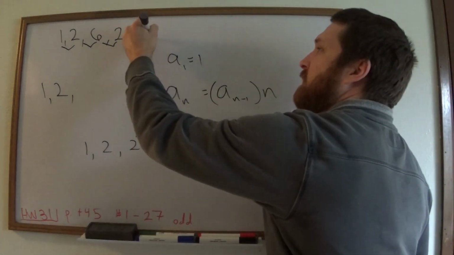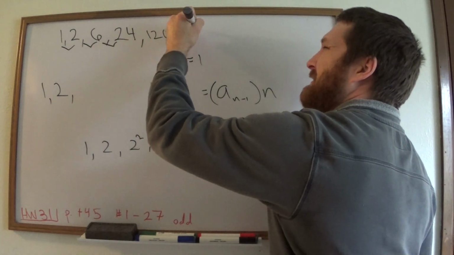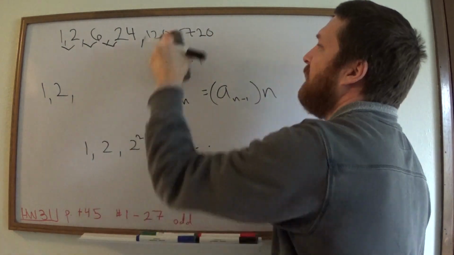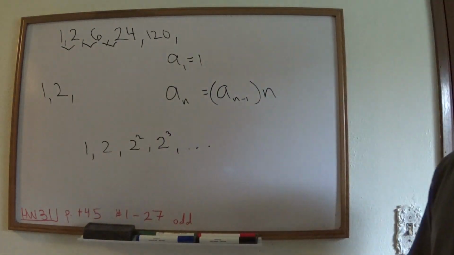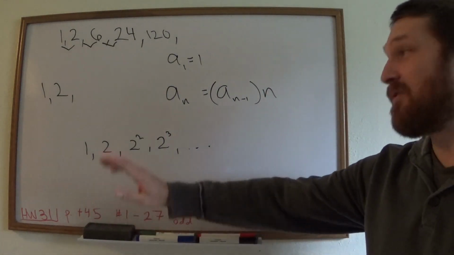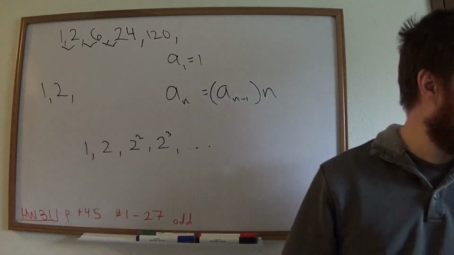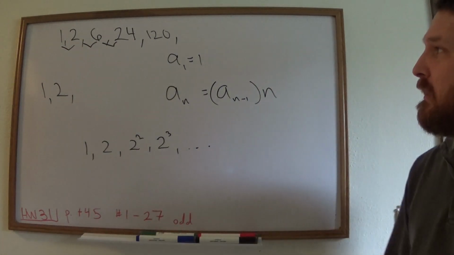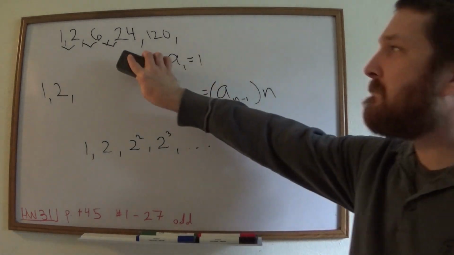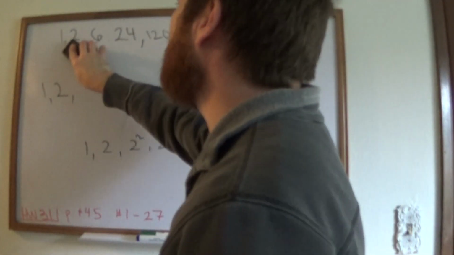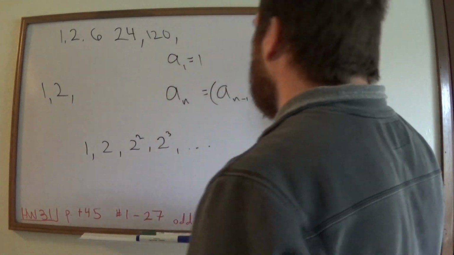But yeah, it would go 120, and then I think it's 720? I'm not sure. But whatever. This is actually a very important sequence that you're going to see a ton, and we'll talk about it at length later this chapter. Does it have a name? Not as a sequence, but as a function, it has a name. And it is very, very useful.